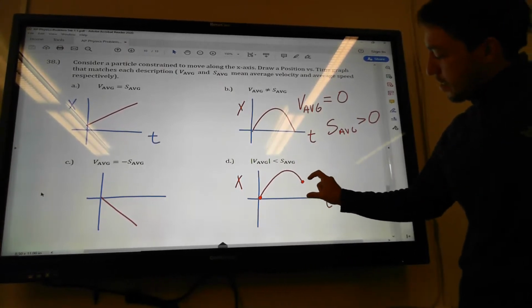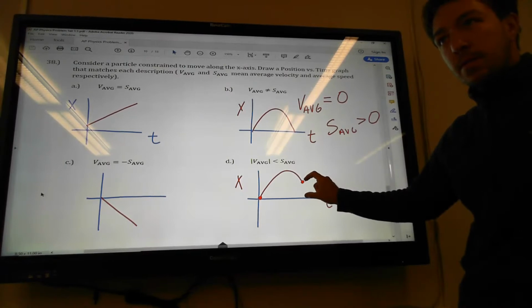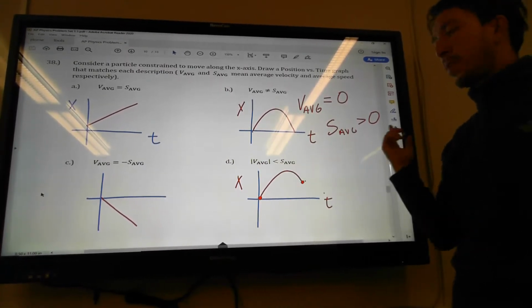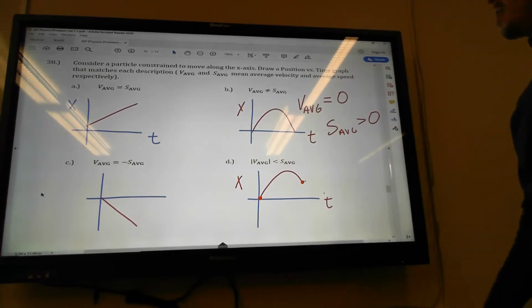My displacement is that amount, right? And so the overall size of my average velocity would be smaller than my average speed. All right.